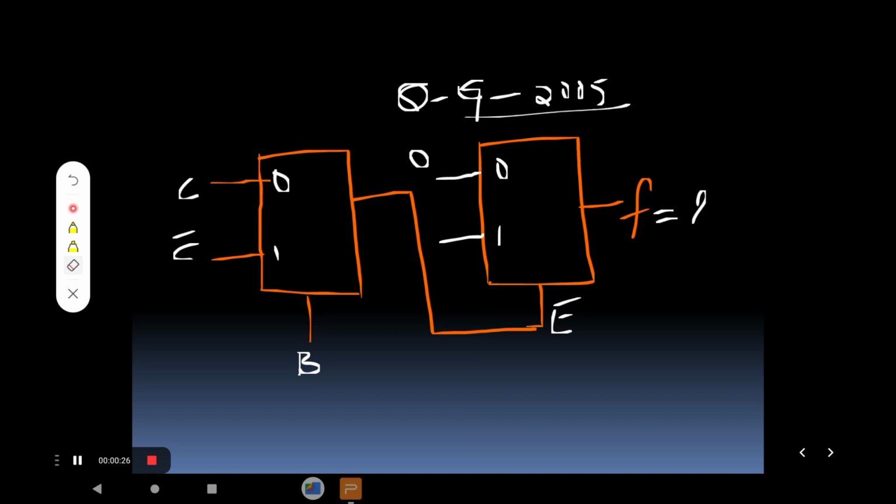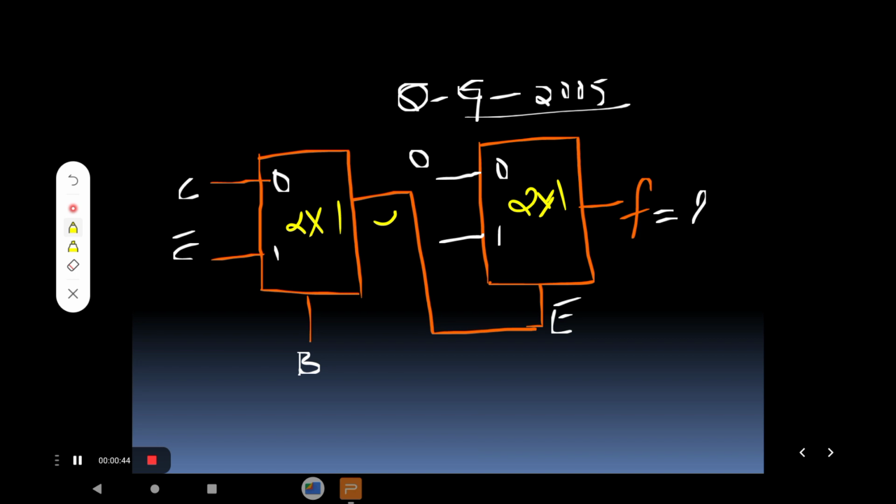Let's move to the topic. So this is a multiplexer based problem, right? So in this case, it is actually a 2x1 multiplexer, 2x1, it is also a 2x1. So what is the output of this one?